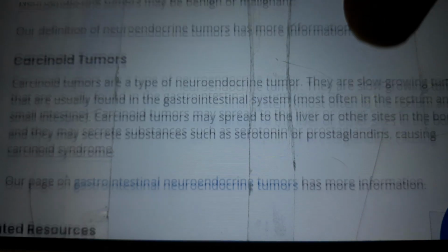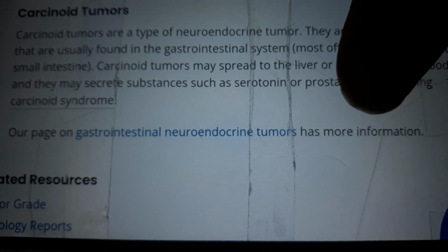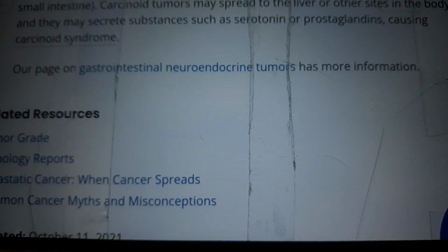Carcinoid tumors are a type of neuroendocrine tumor. They are slow-growing tumors that are usually found in the gastrointestinal system, most often in the rectum and small intestine. Carcinoid tumors may spread to the liver or any other site in the body, and they may secrete substances such as serotonin or prostaglandins, causing carcinoid syndrome.